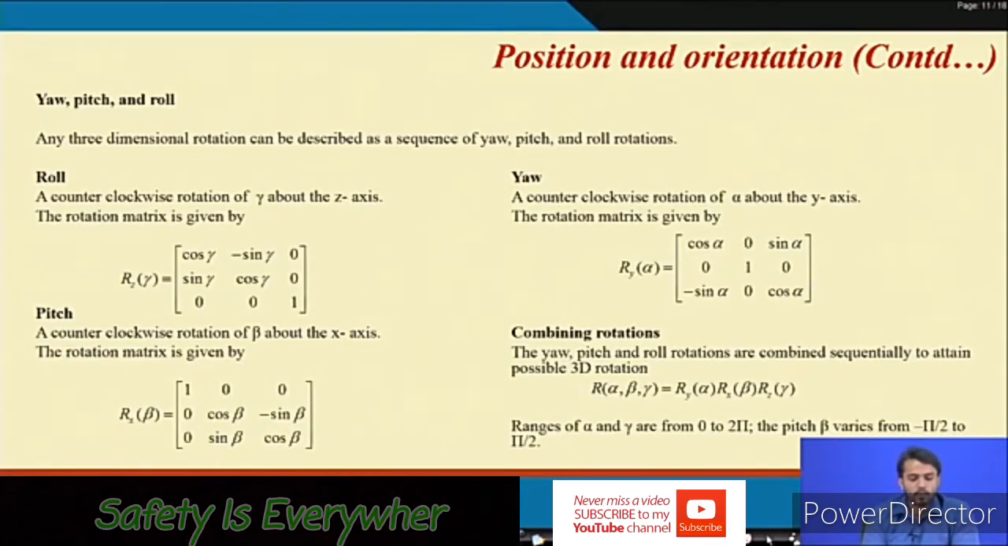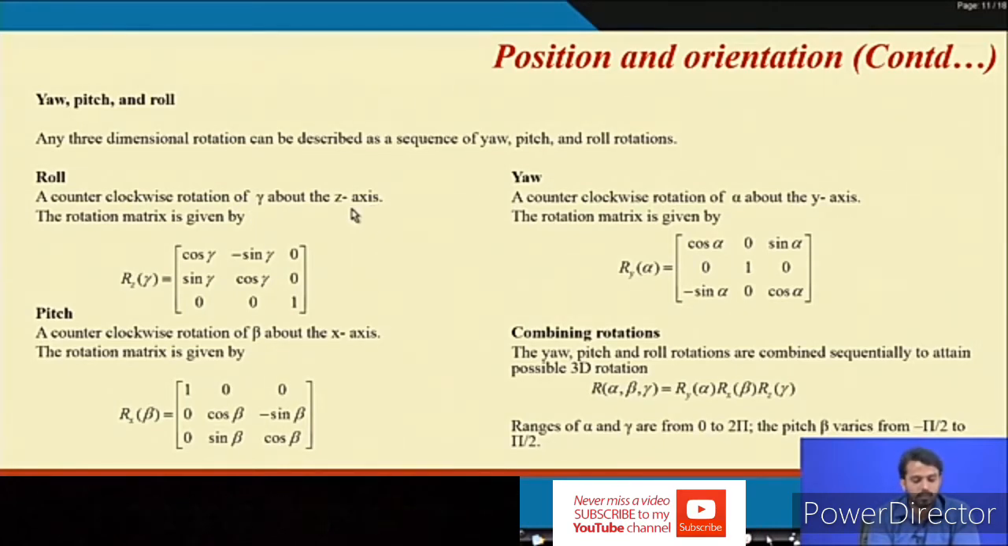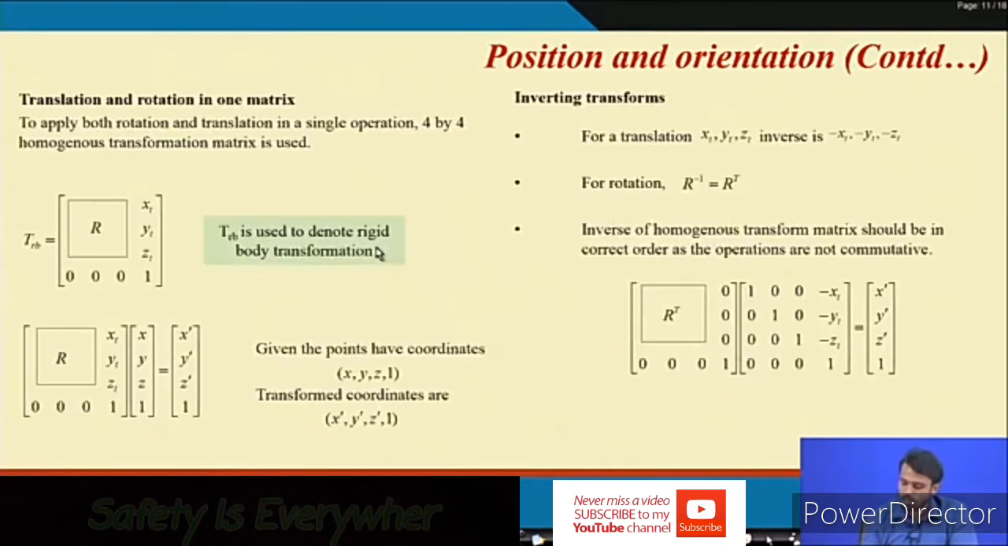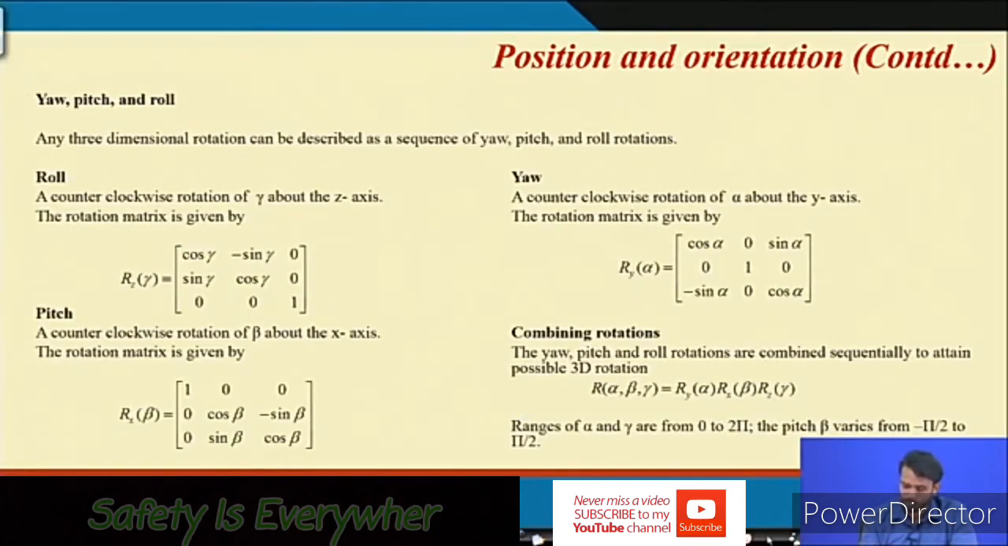So, yaw, pitch and roll. Any 3-dimensional rotation can be described as a sequence of yaw, pitch and roll rotations. What is roll? A counterclockwise rotation of gamma. We take gamma as the rotation angle about the z axis, in which the rotation matrix Rz(gamma) is equal to cos gamma, minus sin gamma, 0; sin gamma, cos gamma, 0; then 0, 0, 1.